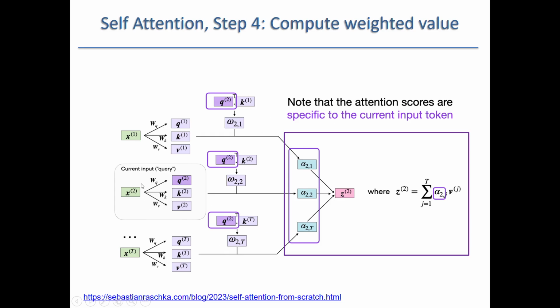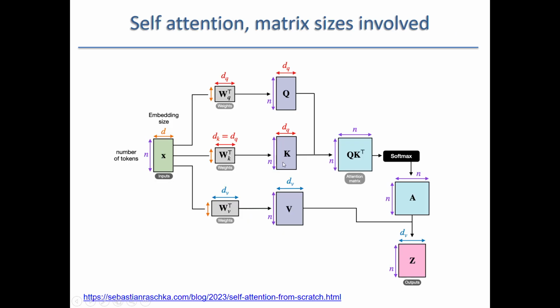So given a word, we will produce a value. This value is a combination of the values of all the other tokens in the sentence, but with different scores. These scores have been calculated by the normalization of the comparison of the query produced by the current word and the keys of all the other words. So we can represent that now.